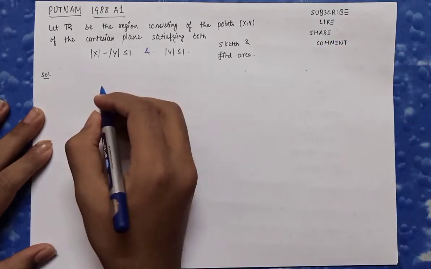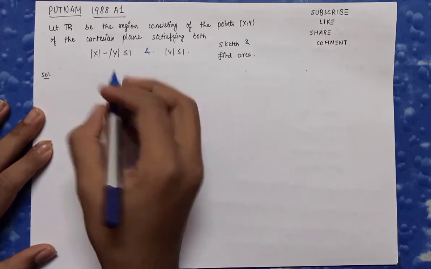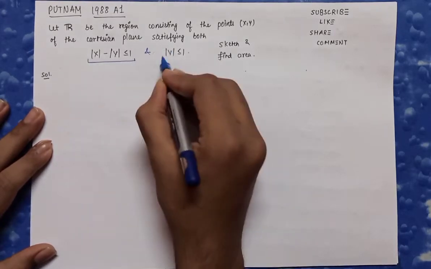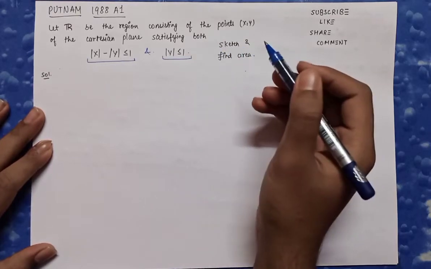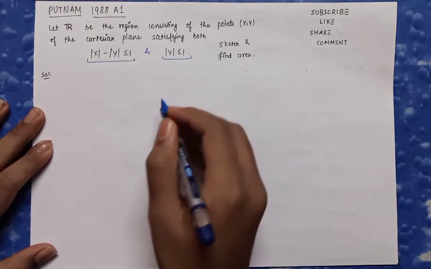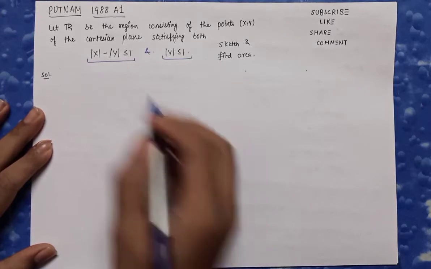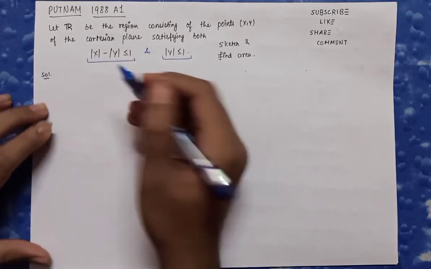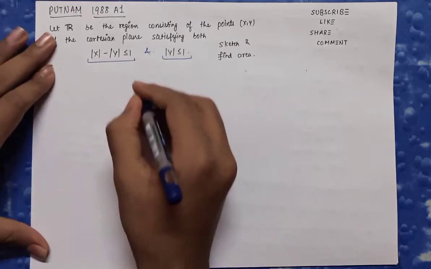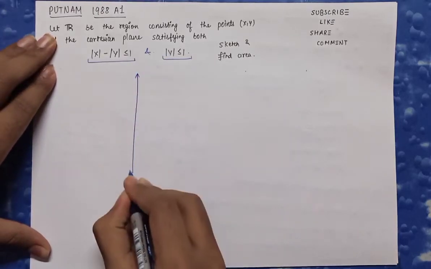So let's start the solution. Obviously we have been given two inequalities, and the question has already stated that we need to sketch, so the key point is going to be drawing the graph. So let's start with it. I am observing mod with x as well as y, so let's start by plotting the x and y axes.